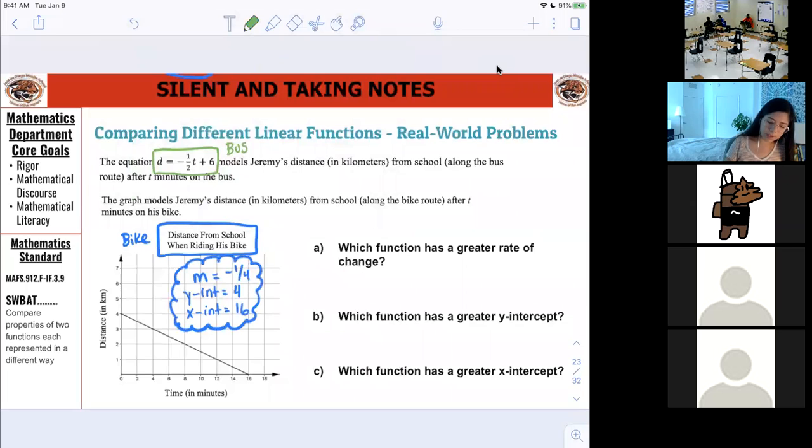So for the bus, I have an equation. And even though I have different variables, this is still slope-intercept form. This is still y equals mx plus b. It's just that they're using d and t instead of x and y, but it still means the same thing. So in this case, what would be his slope? There's no math necessary. This is an easy question. What's his slope?